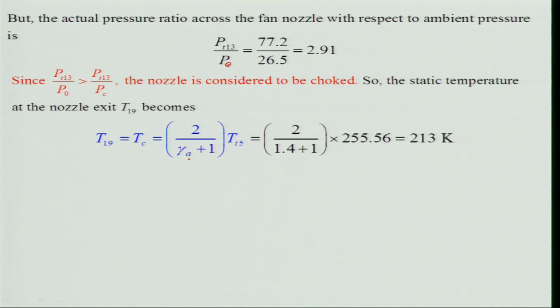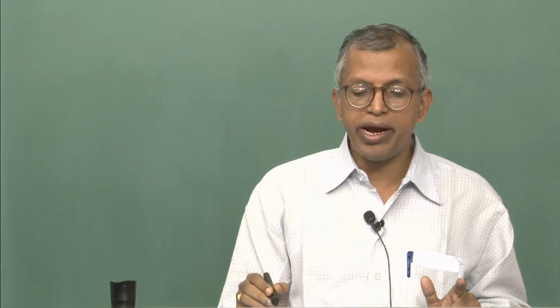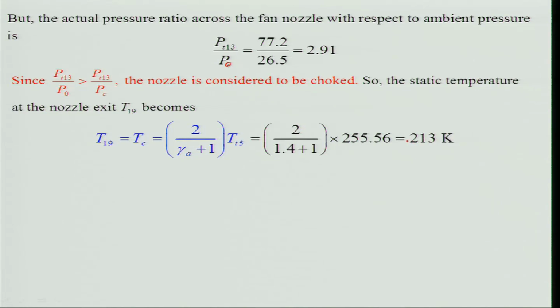T19 is equal to 2 divided by gamma plus 1 times TT13. Keep in mind that we are using gamma a here, because we are not adding any heat. So, that correction has to be made, and then you will get 2 divided by 1.4 plus 1 times 255.56, that is 213 Kelvin. You got my point there.